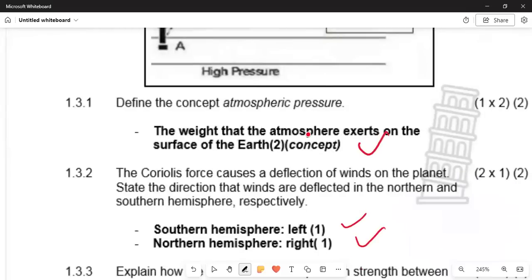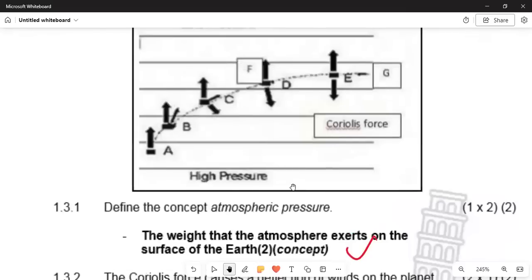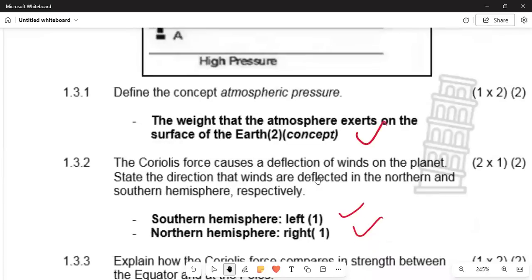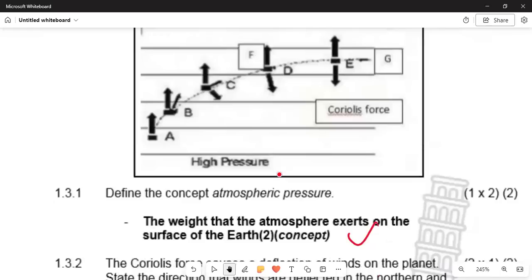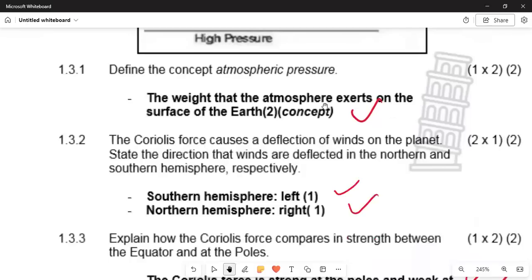The Coriolis force causes deflection of the winds on the planet. State the direction that the winds are deflected in the northern hemisphere and the southern hemisphere. So remember that the northern hemisphere is here, and the southern hemisphere is where we are experiencing low pressure. Okay, and then we are saying in the northern hemisphere, they are going to the right hand side, and in the southern hemisphere, they are going to the left, so that it creates the air circulation.